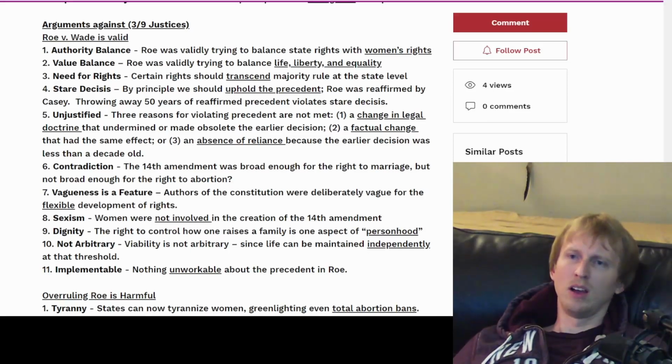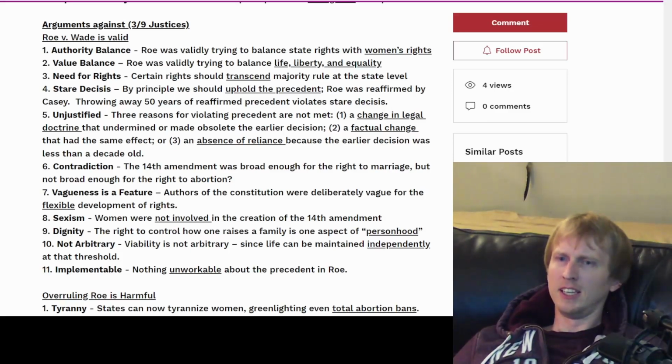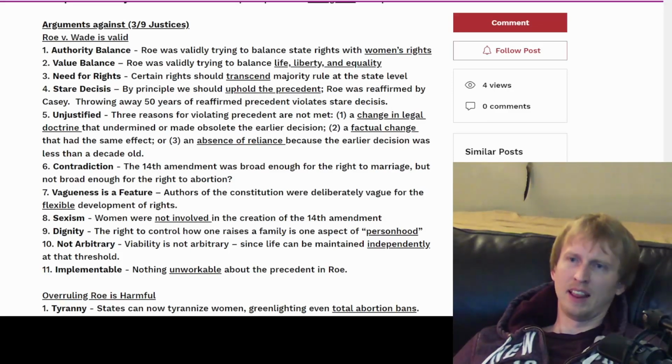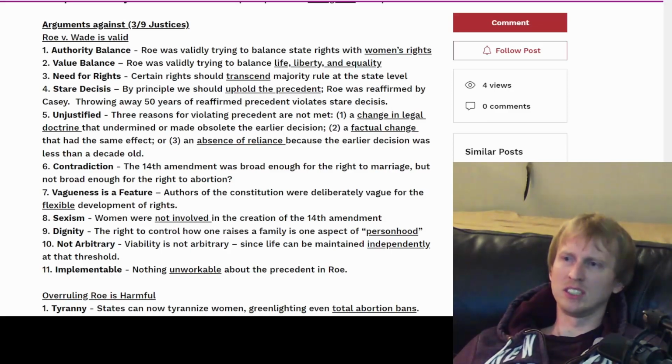And the next principle was the unjustified nature of overturning Roe versus Wade. And they outline 3 principles that should be met if you want to violate the principle of stare decisis. If you want to violate precedent, there needs to be a change in legal doctrine that would undermine or make obsolete the earlier decision. So I guess that would mean new laws. If there's some specific changes in the law, maybe we have to undo an interpretation of the law. The second principle is a factual change that had the same effect. So I guess this would be something like a change in society that caused the old decision to become obsolete, to become problematic. The third criteria is the absence of reliance.